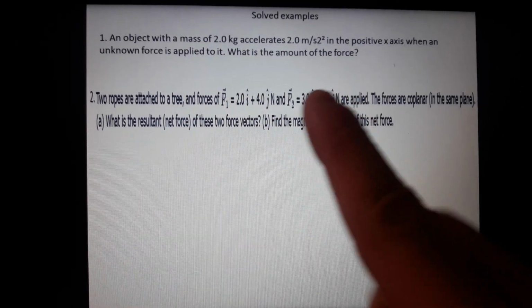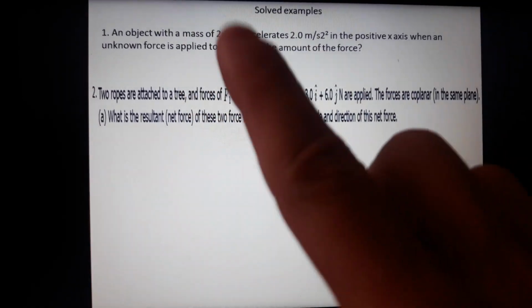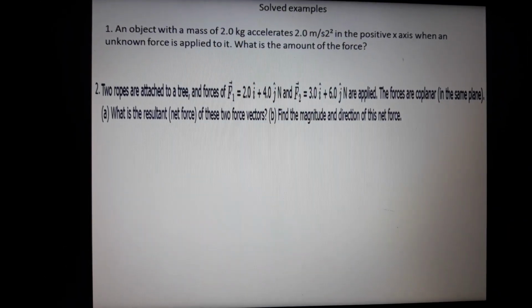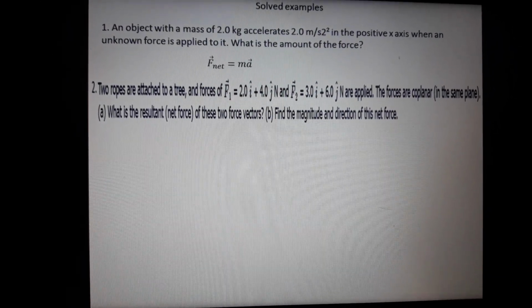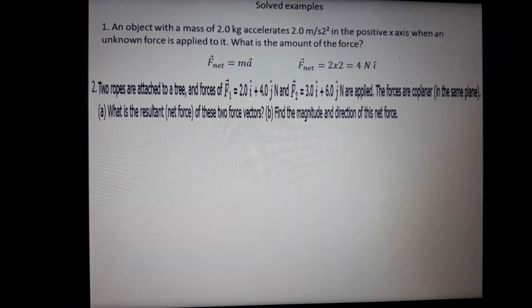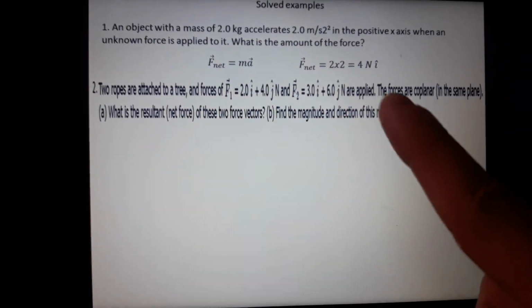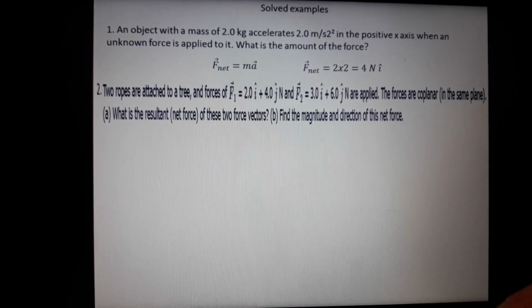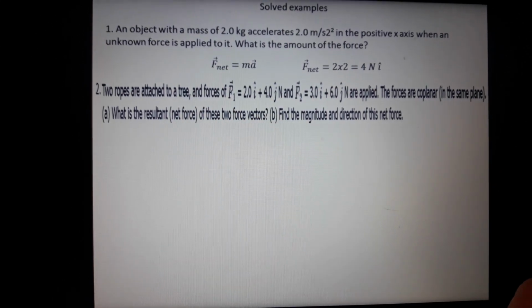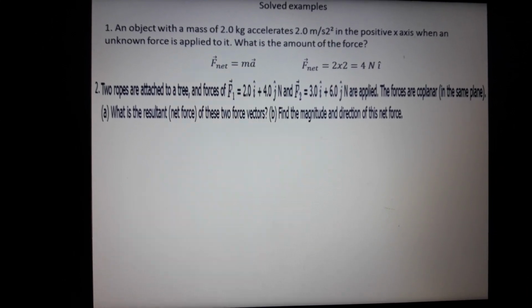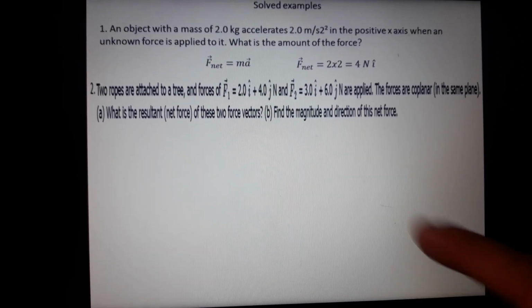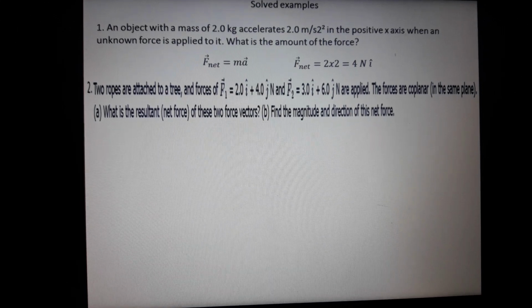The first is just to multiply the mass by the acceleration. We have two more here. I'm sorry about it. So we have 4 newtons. We have here a notation of vectors, vector notation. So we have here solved example 2.